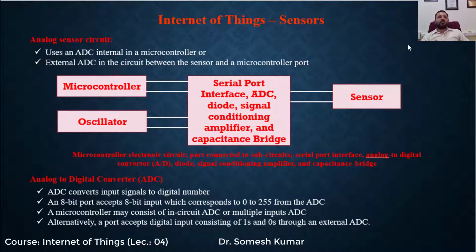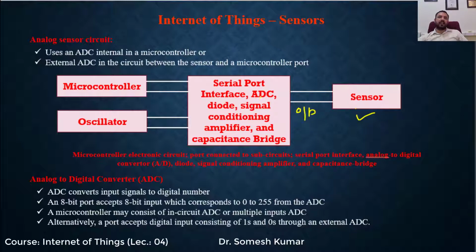So next is our analog sensor circuit. The full sensor circuit consists of, first, your sensor part, which can sense the physical conditions. So the sensor can sense all these physical conditions or the quantity which it measures. This sensor gives its output to the ADC.